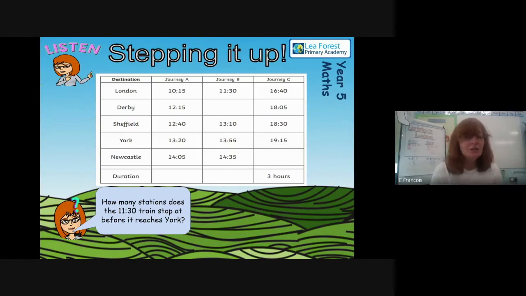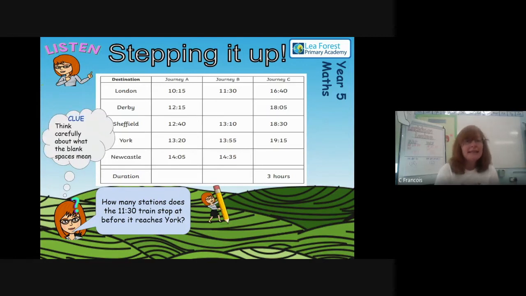So how many stations does the 11:30 train stop at before it reaches York? How many stations does the 11:30 train stop at before it reaches York? So if I catch the 11:30 train, how many stations does it stop at? Think carefully about what a blank space means. So can anyone beat Amy?